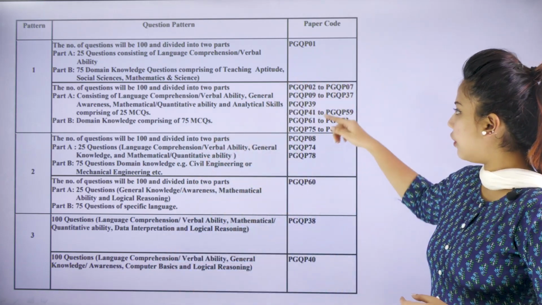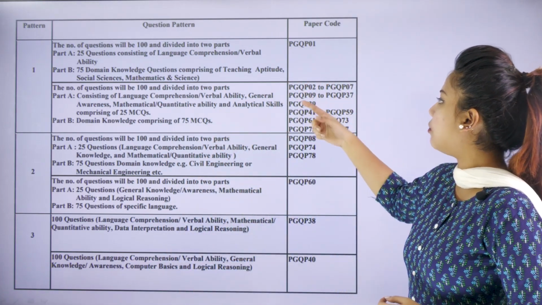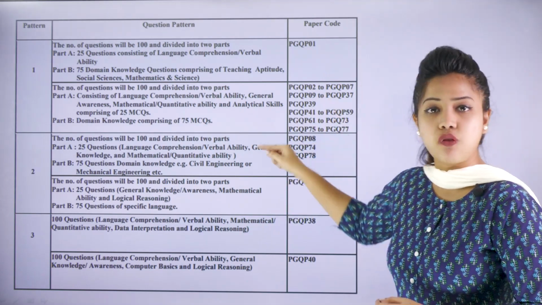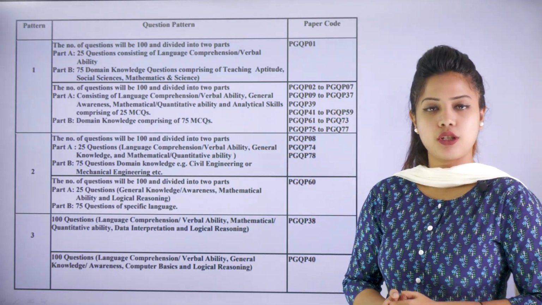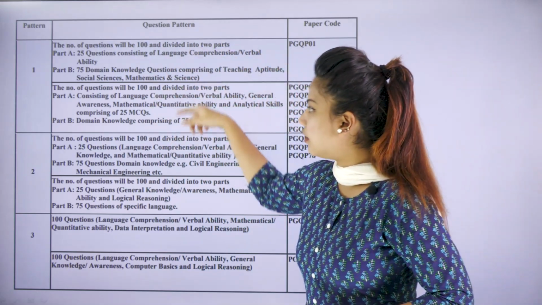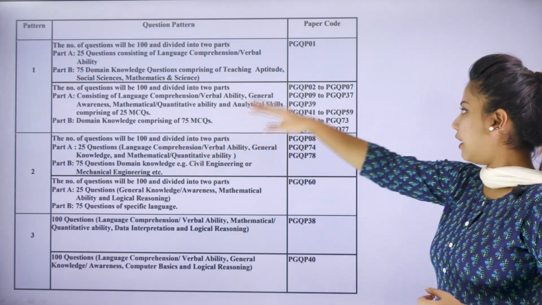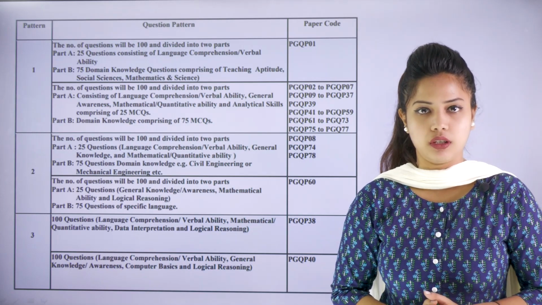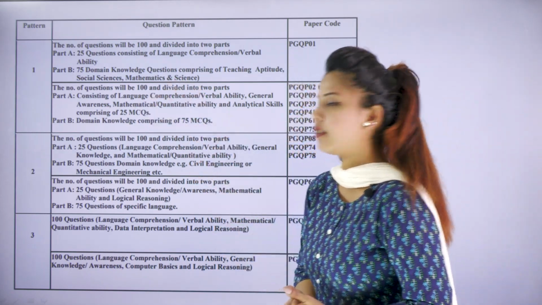Then if we come under this segment, you can see PGQP 02. This is for the LLM program. So if you want to pursue your LLM program, then you come under this category. Okay, and then PGQP 07, and this is for MA Philosophy. So you also come under this segment.